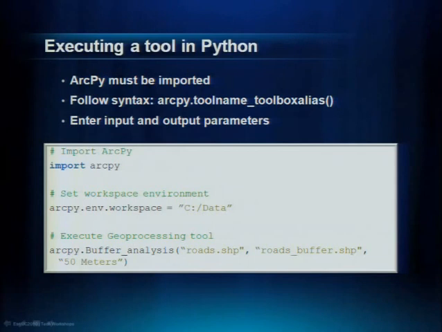So like we saw in that demonstration, executing a geoprocessing tool in Python is pretty straightforward. Only one line of code is really needed to execute a tool. So first, ArcPy must be imported, and then you'll just enter the tool syntax. Now, the tool syntax is going to be an important thing, and it must always be followed with this convention: arcpy.toolname_toolbox_alias, and then the parameters are specified at the end there.